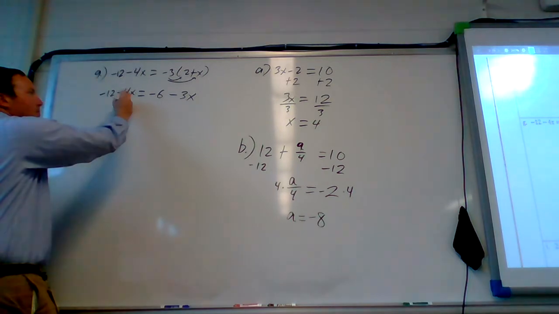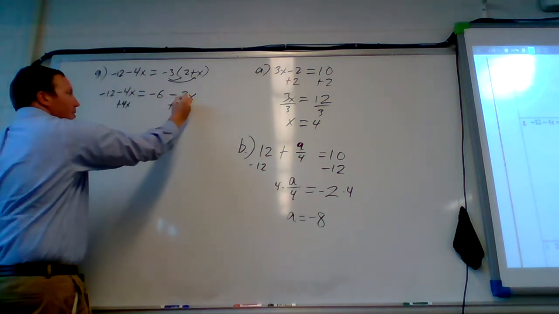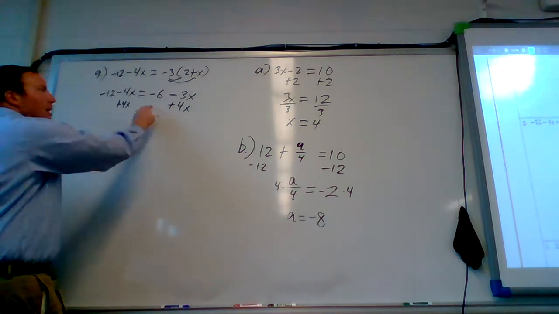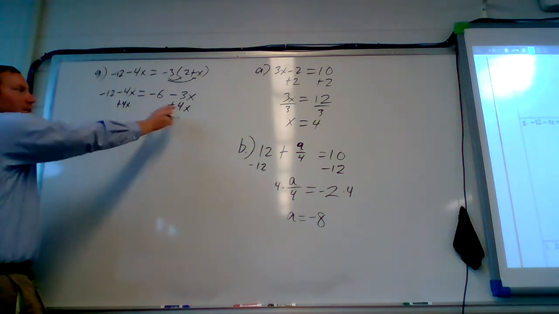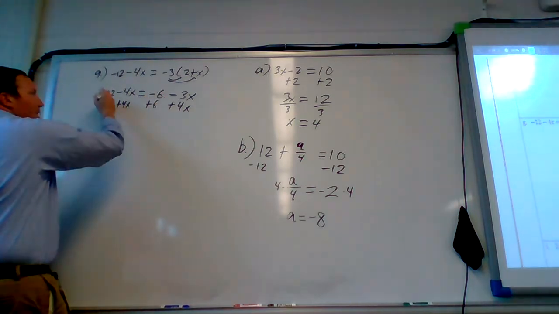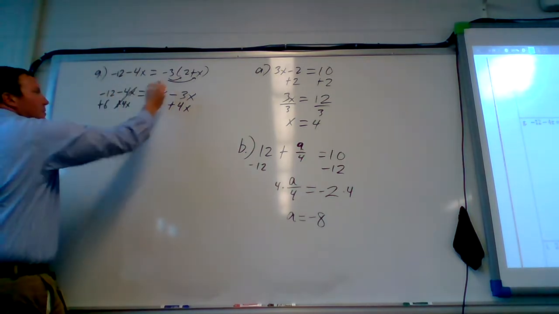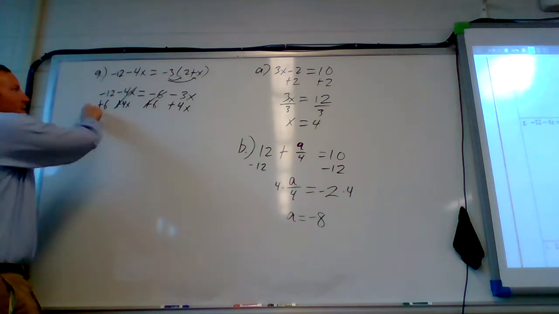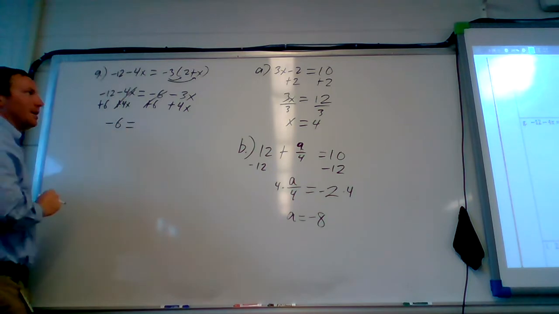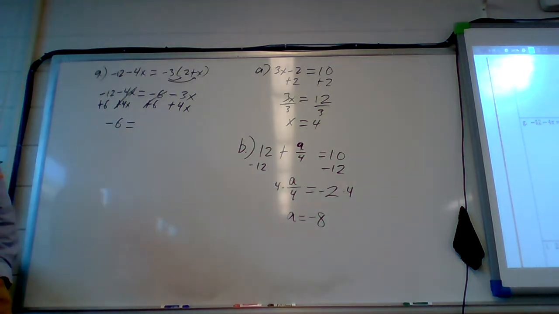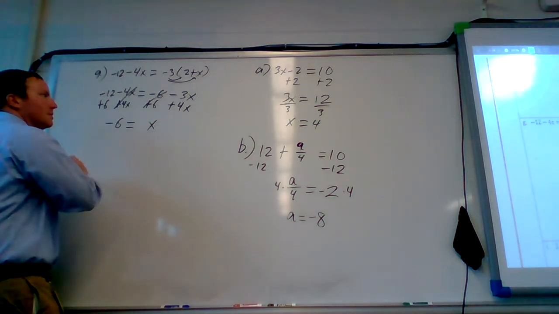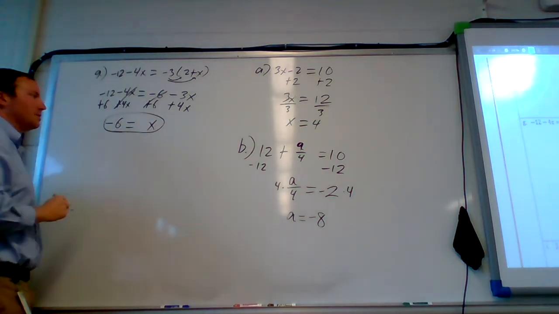So if I add 4x over to the other side, it's going to leave me with a positive x on this side. And I also want to move my constant to the other side. If I'm going to collect my x's on the right, I'm going to move my constants to the other side. So I'm going to add 6. That eliminates those two things. So I have a negative 12 plus 6, negative 6. And then negative 3x plus 4x is going to leave me with just x. Here's my answer.